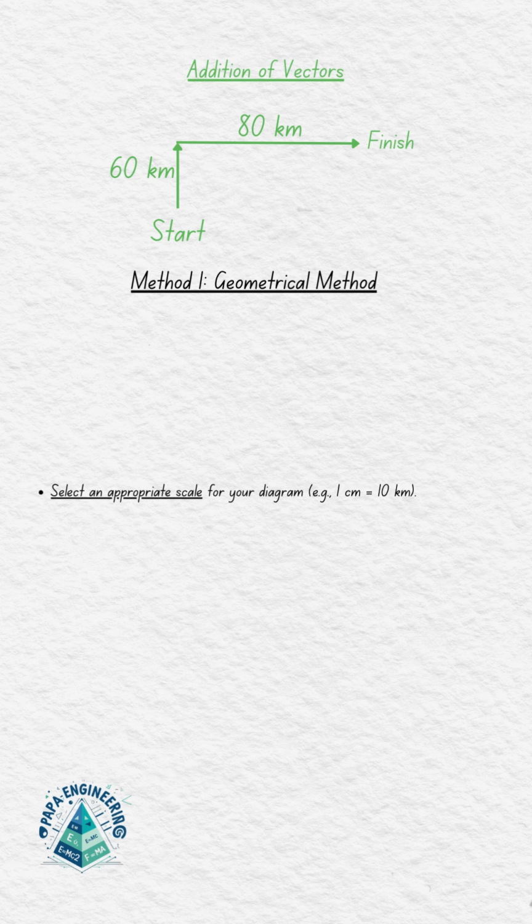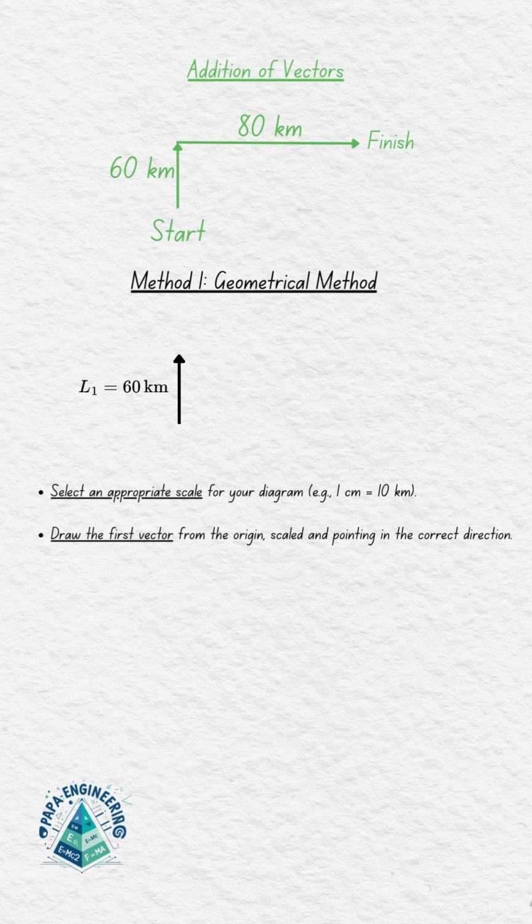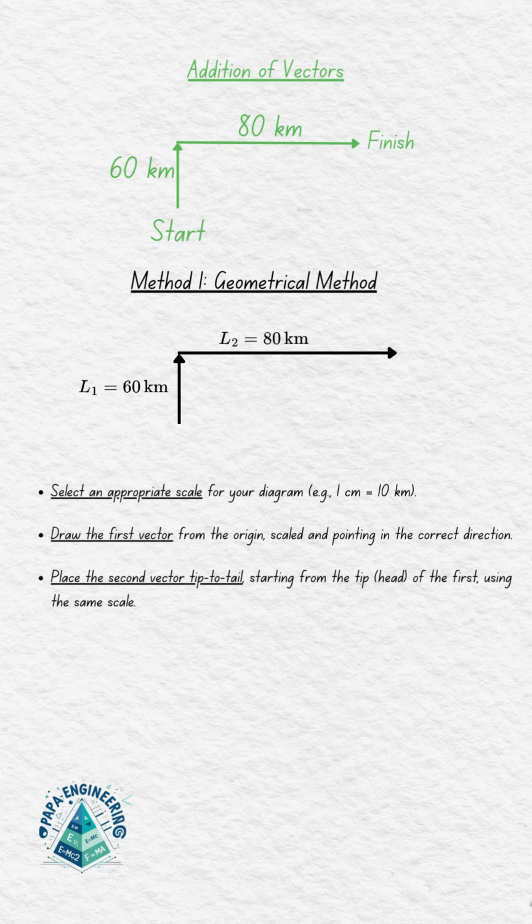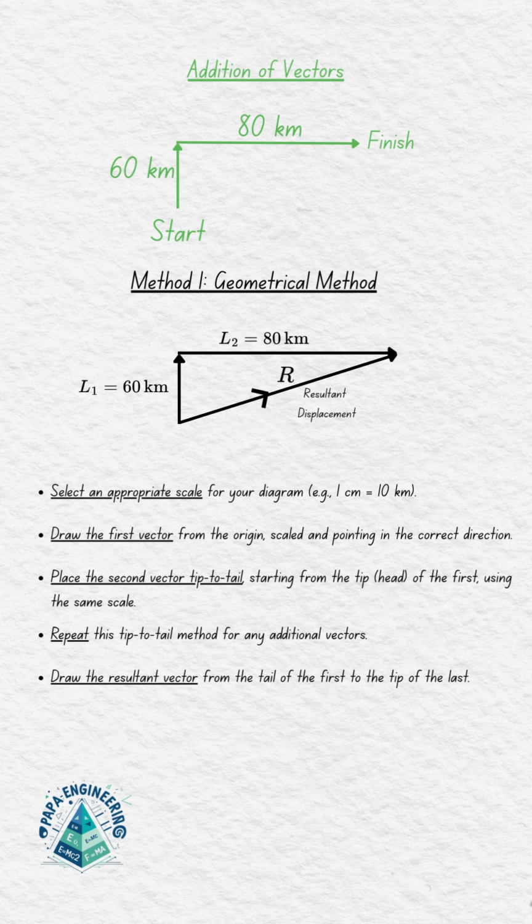First, you pick a scale, say 1 centimeter equals 10 kilometers. You draw the first vector from the origin, scaled and pointing in the correct direction. Place the second tip to tail. You can repeat this tip to tail method if you have any additional vectors. Lastly, you can draw the resultant vector from the tail of the first to the tip of the last.